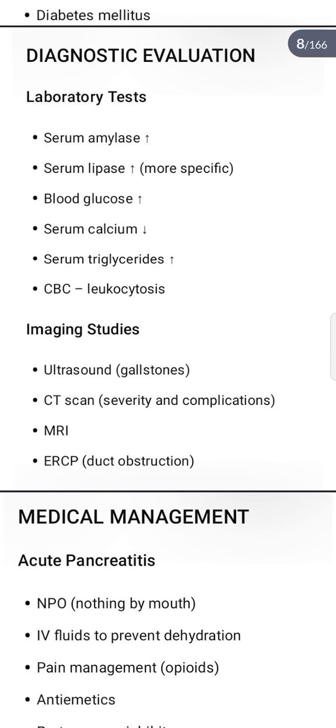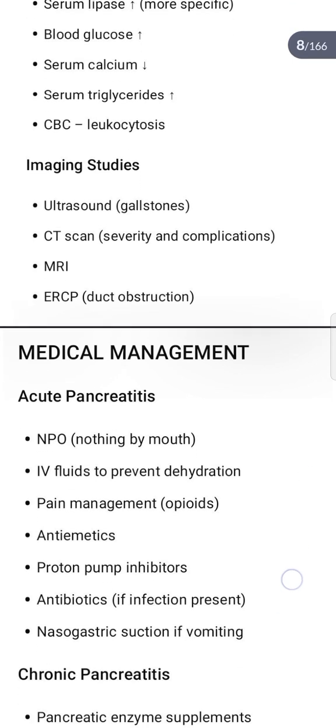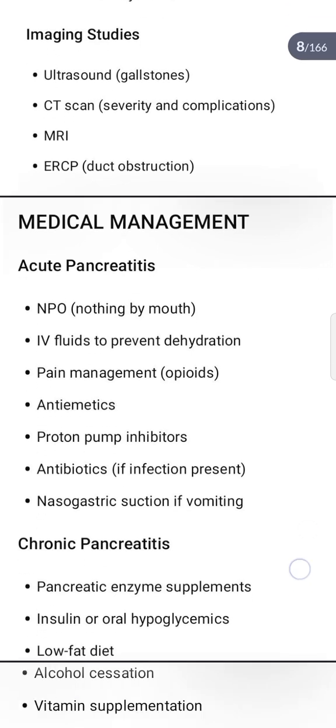Now how will we detect it? Diagnostic evaluation: serum amylase level will be increased, serum lipase level will also be increased, blood glucose will also be increased, serum calcium level will be decreased, and serum triglyceride level is also increased. In CBC, we will check for leukocytosis. In imaging studies, we will see ultrasound for gallstones, CT scan for severity and complications, and MRI is done.